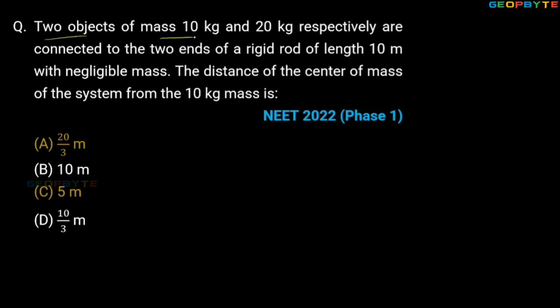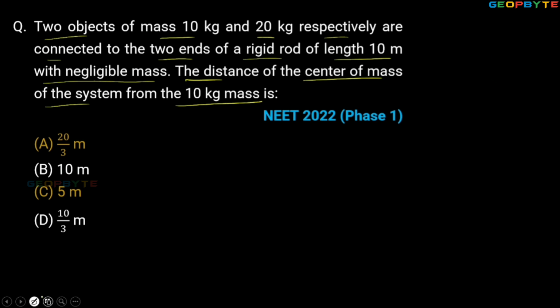Two objects of mass 10 kg and 20 kg respectively are connected to the two ends of a rigid rod of length 10 meters with negligible mass. There is a rigid rod. At the ends of the rigid rod, two masses are connected. One is 10 kg, the other is 20 kg. The length of the rod is given as 10 meters, but you are asked to ignore the mass of the rigid rod. The distance of the center of mass of the system from the 10 kg mass is, you are asked to decide the center of mass distance with respect to 10 kg.